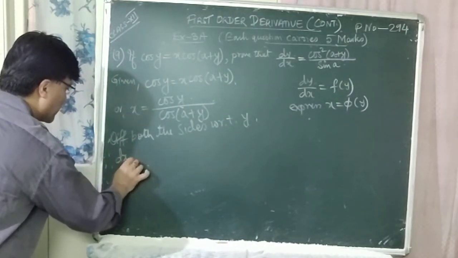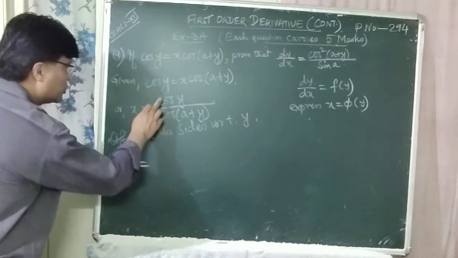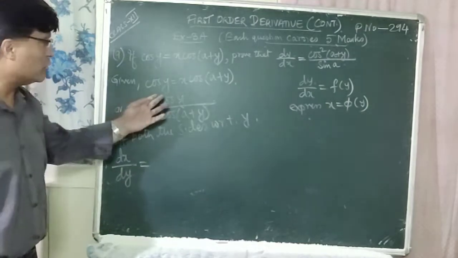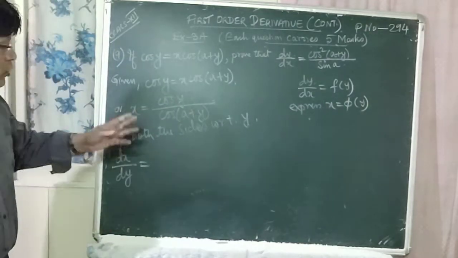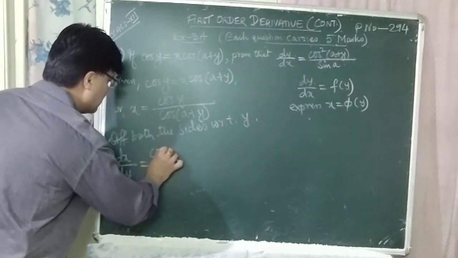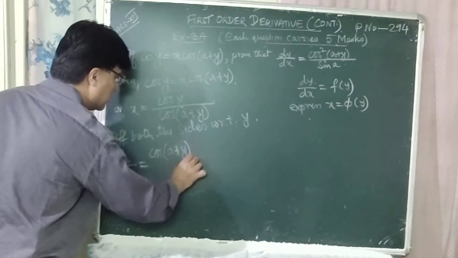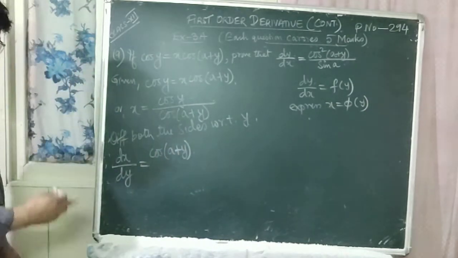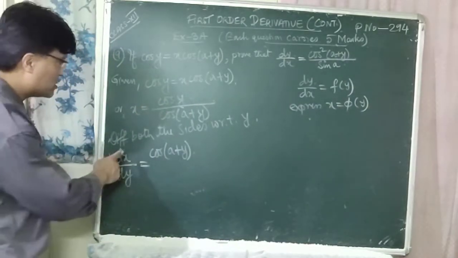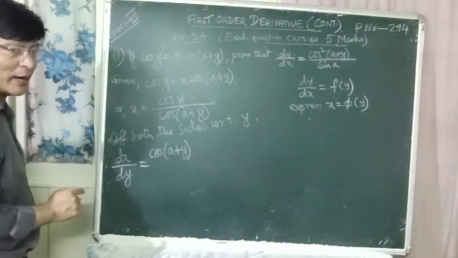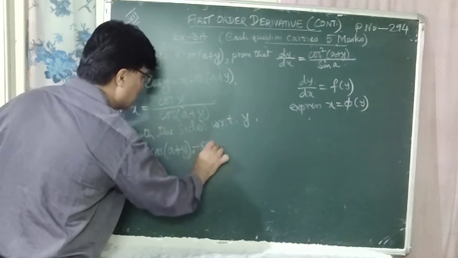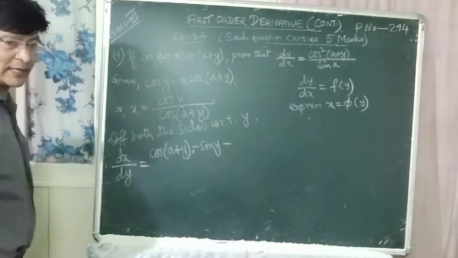So therefore dx by dy is equal to, which rule is used? You know u by v rule. Y is the variable here. Both the numerator and the denominator are functions of the variable, so you can use u by v rule out here. Now keep the denominator as it is. It is cos of (a plus y) into differentiate the numerator with respect to y, because you are differentiating both the sides with respect to y. So what is d by dy of cos y? Into minus sin y, then comes minus.